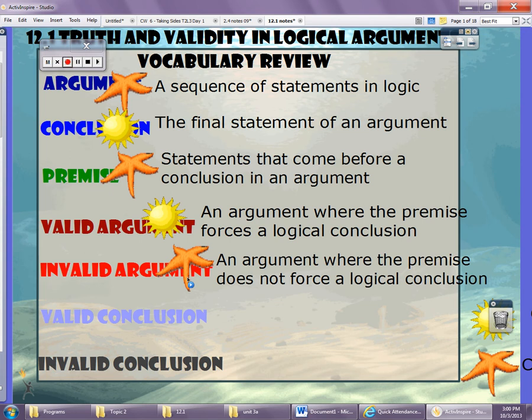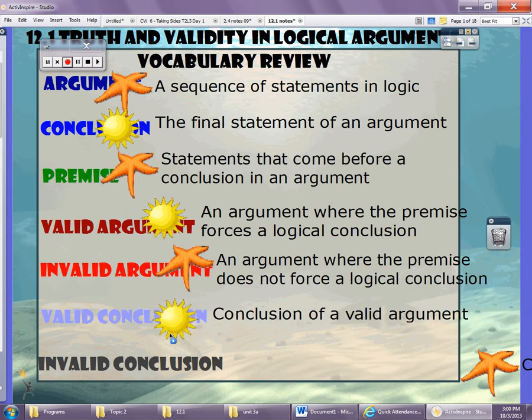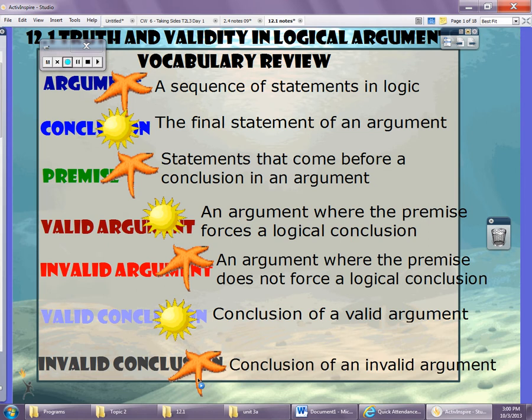A valid conclusion is a conclusion of a valid argument. So if we have a valid argument, we will have a valid conclusion. An invalid conclusion will be the conclusion of an invalid argument. So if we present an invalid argument, we will get an invalid conclusion. So these are our 7 vocab words we're going to be dealing with for truth and validity.